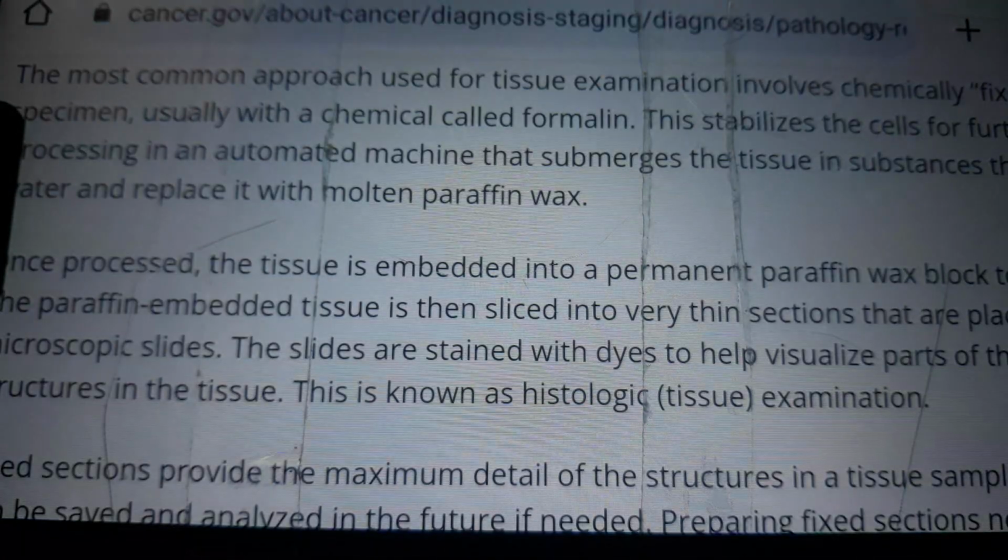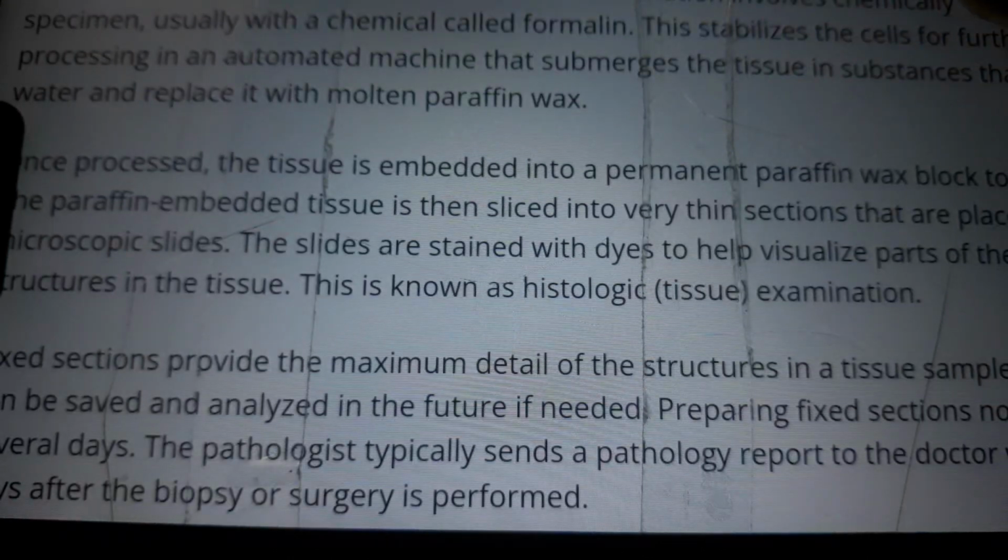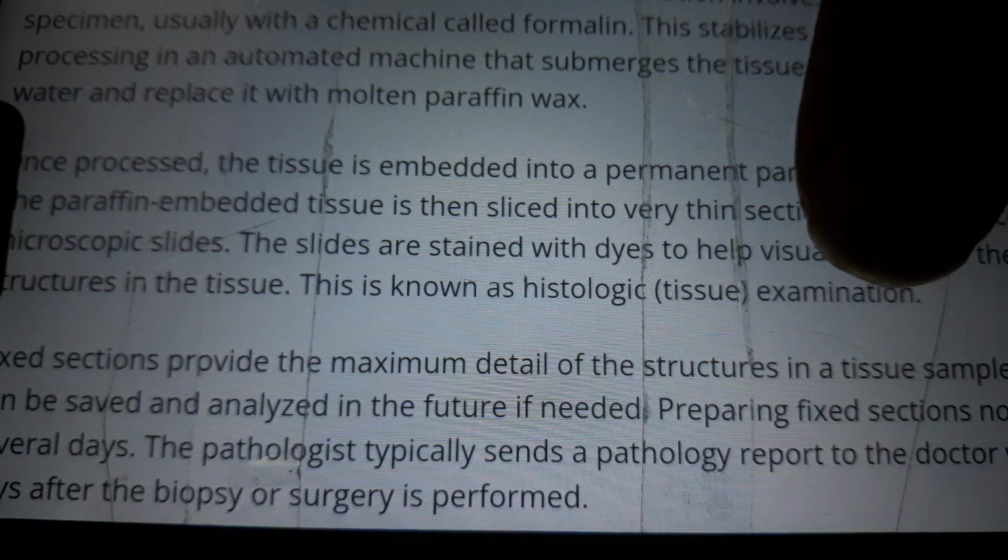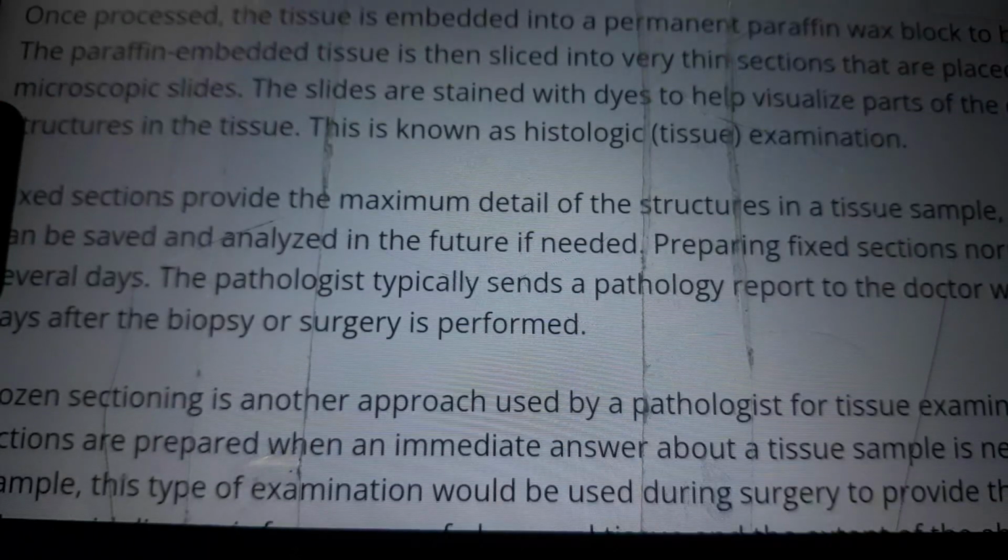The most common approach for tissue examination involves chemically fixing the specimen, usually with a chemical called formalin. This stabilizes the cells for further processing in an automated machine that submerges tissues in substances that remove water and replace it with molten paraffin wax. Once processed, the tissue is embedded into a permanent paraffin wax block to be cut. The paraffin-embedded tissue is then sliced into very thin sections that are placed on the microscopic slides.